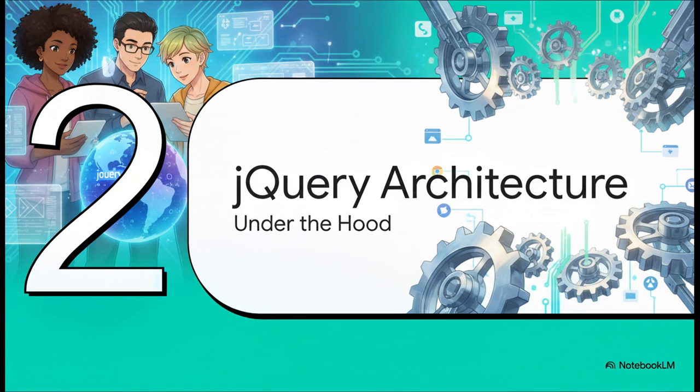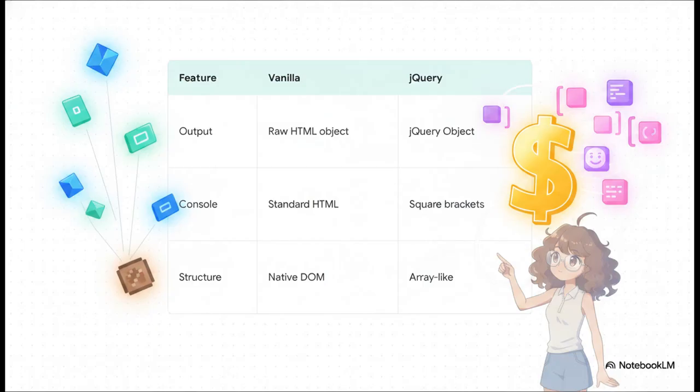Moving on to Section 2, the jQuery object architecture. We know the syntax is way shorter, but what's actually happening when we run that statement in the browser console? So the architectural difference here is actually pretty stark. With vanilla JavaScript, your return output is a raw HTML object, which structurally acts as a native DOM element. But over on the jQuery side, that $ selector doesn't just hand you back raw HTML. No, it returns a totally different structure called a jQuery object.